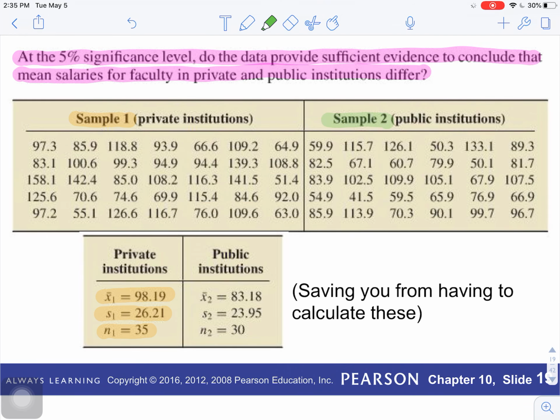We are going to use green for sample 2, the public institution. That sample mean is 83.18. The sample standard deviation is 23.95, and your sample size is 30. So this is a perfect example where your two sample standard deviations are close, but not exact, and close enough that we can go ahead and use the pooled version.